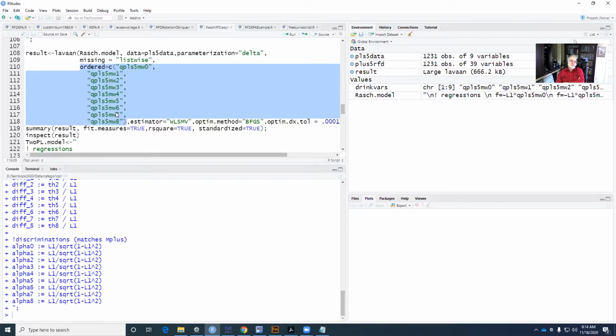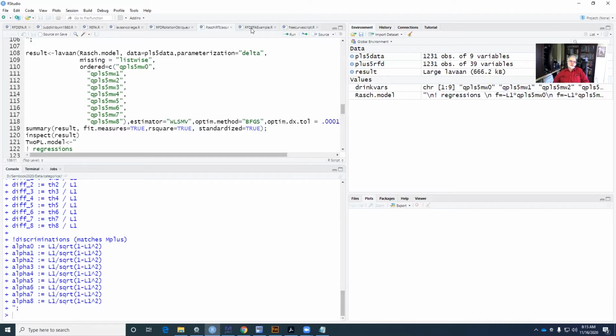It'll tell the program which are your ordered categorical variables. And this little bit in here is the default. It will do WLSMV estimation. And this is the command, Broyden, Fletcher, Goldfarb, Shanno optimization, that did a better job, or at least got me results that matched what I went with in Mplus. So that's the little bit of newness here. This is the default tolerance for the minimization.